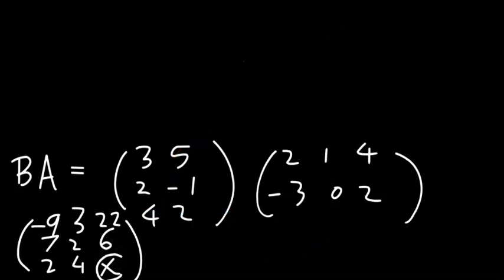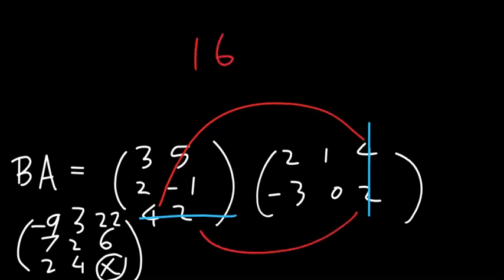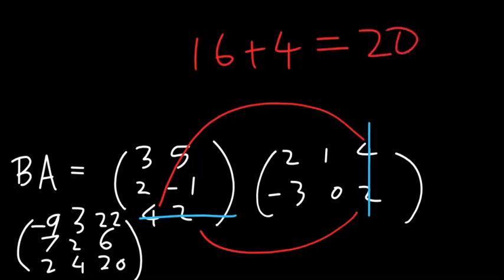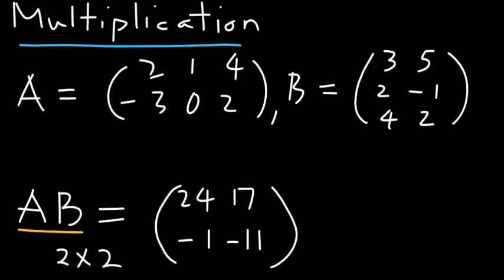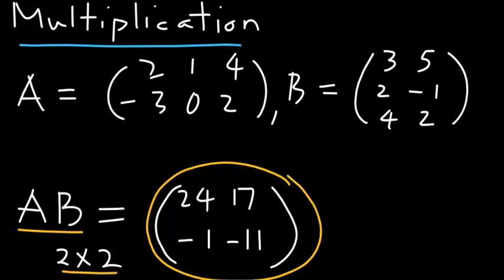So finally, the last element, which occupies the third row and the third column. So that is the result of multiplying the third row of the first matrix and the third column of the second matrix. So 4 times 4, that is 16. 2 times 2, that is 4. And that's going to give you a 20. So you have a 3 by 3 matrix for the product BA. As you can see, B times A is a 3 by 3 matrix with the following result. Compare that with AB, which is a 2 by 2 matrix, and with that result.